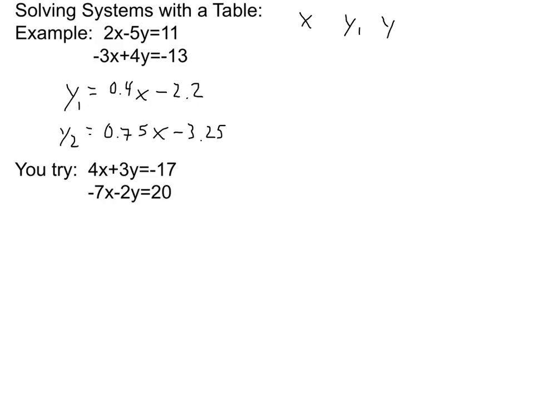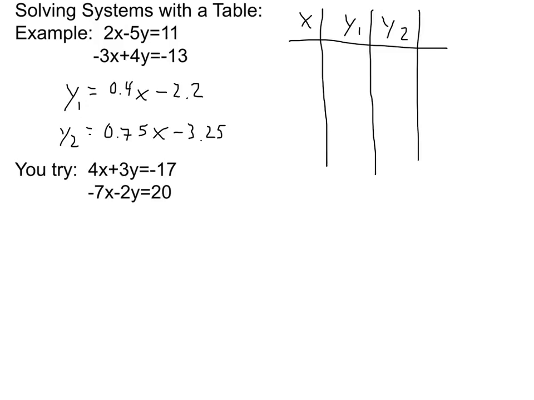Okay, so then I make a table. I've got my x values, my y1s, and my y2s. So I'm going to find out where these two intersect. I'm just going to start at 0. It's a nice place to start and see if we can follow some patterns, maybe make it faster. But the easiest way is just plug it in at first. So if I plug in 0 for x, that gives me my y-intercepts, which is -2.2 for the first one and -3.25 for the second one.